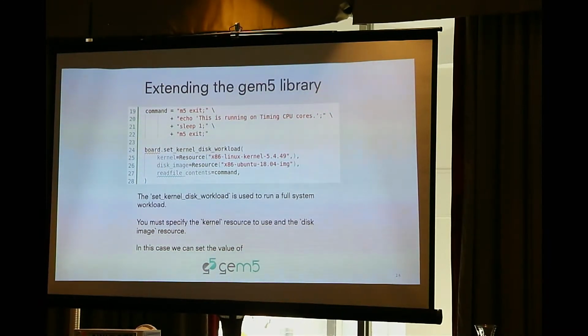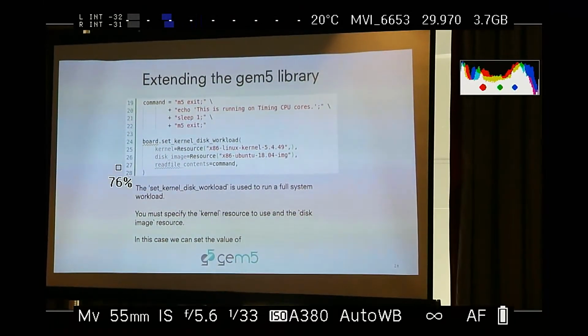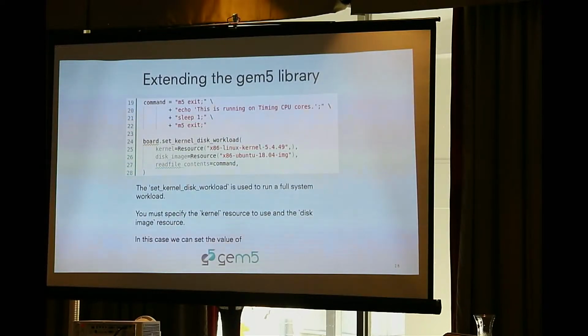So here, skip the first command for a second and go to lines 25 and 26. We have two resources. The first is the kernel that we want to run, and the second is the disk image. This is an incredibly common setup for running a full system simulation, because modern systems have kernels and then they boot to, yes?